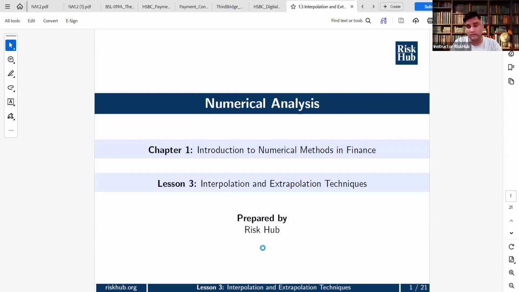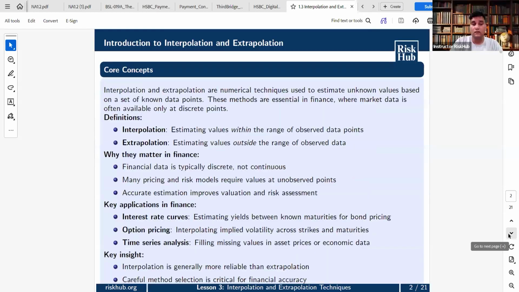Since this lecture belongs to numerical analysis in finance, the central idea is: how do we estimate missing values when the market gives us only discrete data points? In quant finance, this comes up everywhere: the yield curve, the option volatility surface, forward curves, credit curves, risk factor grids, and missing time series data. Fine. So now we have the introduction to interpolation and extrapolation.